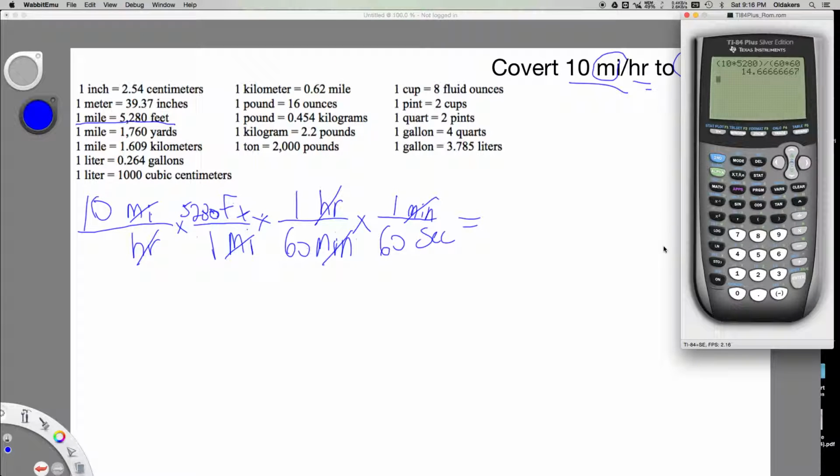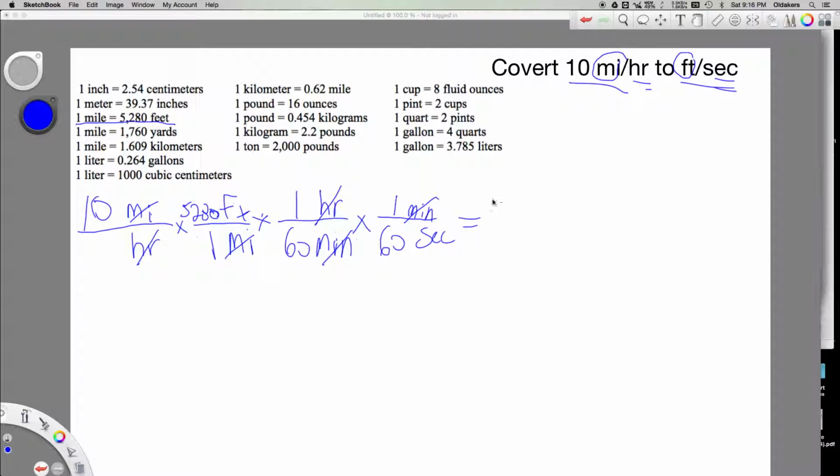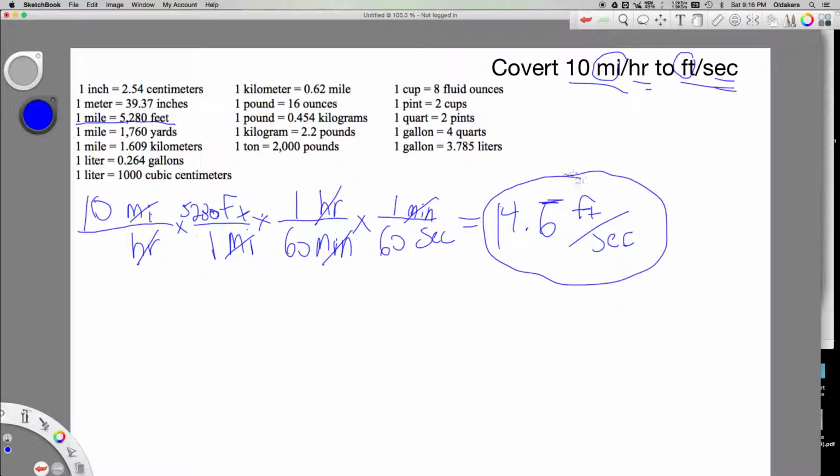14.6 repeating, and in this case it'll be feet per second. Don't forget that these problems need units. Without a unit, you've kind of missed the point. So 14.6 feet per second. There we go. There's your answer. A little bit of unit conversion. Done.